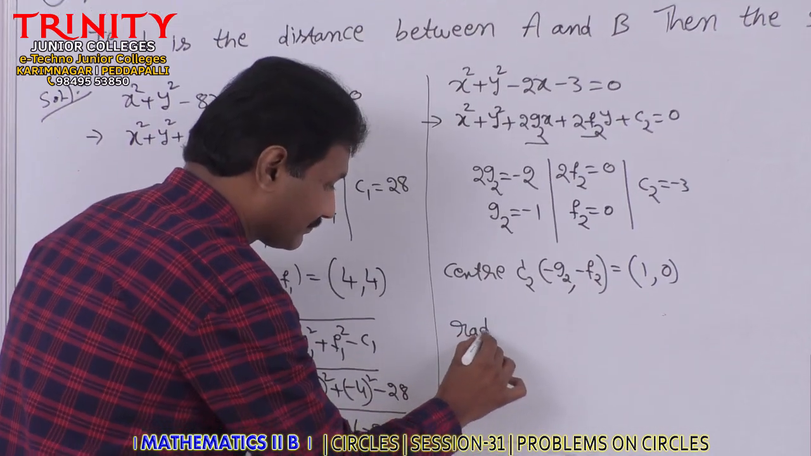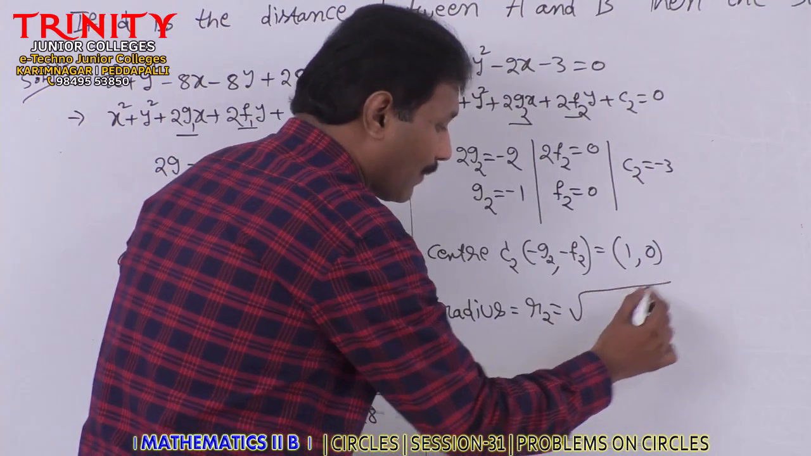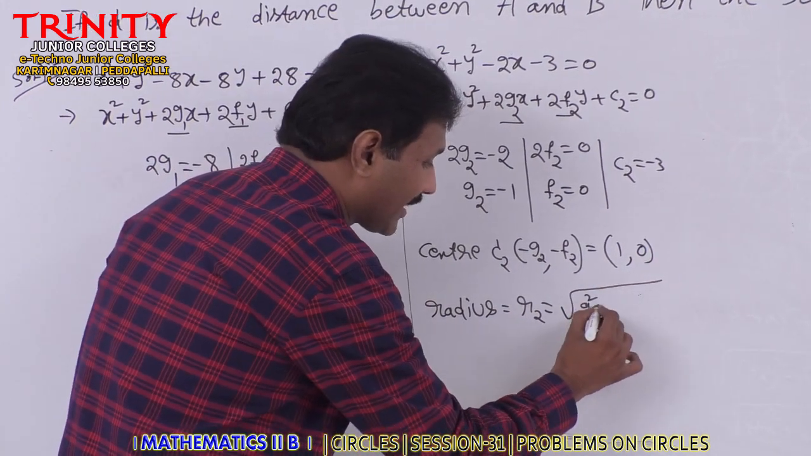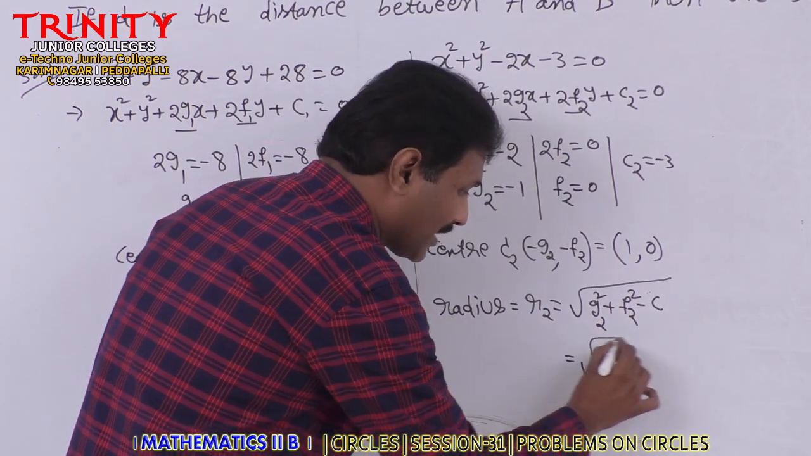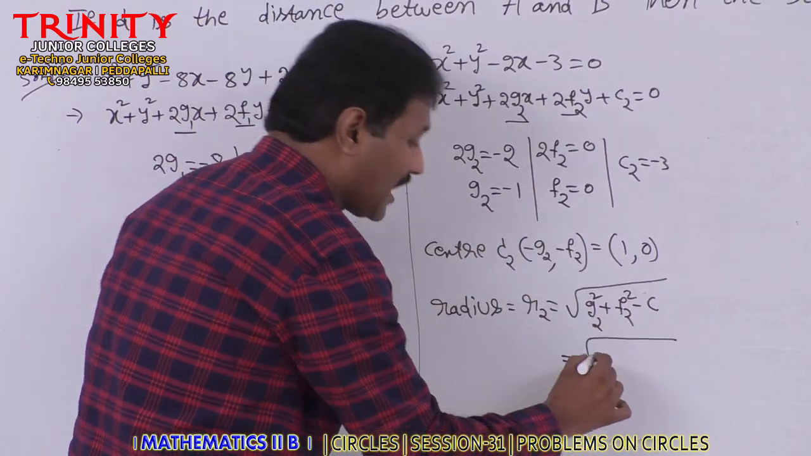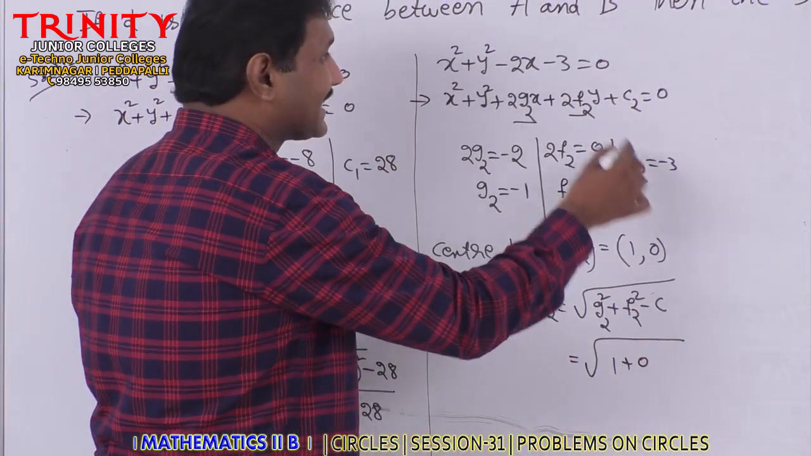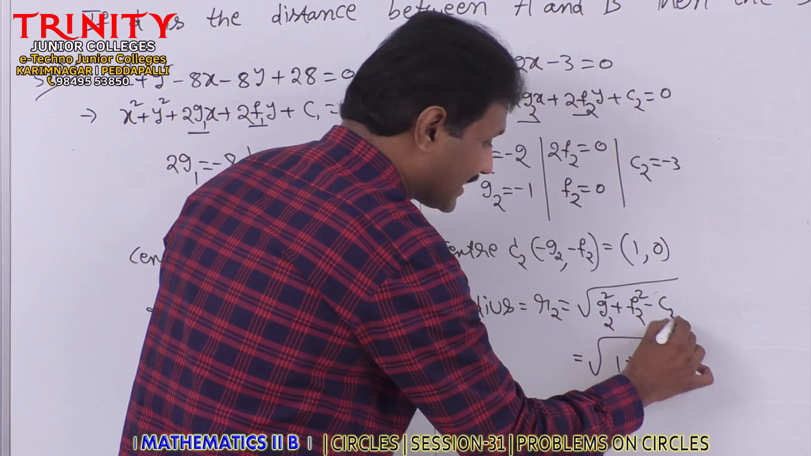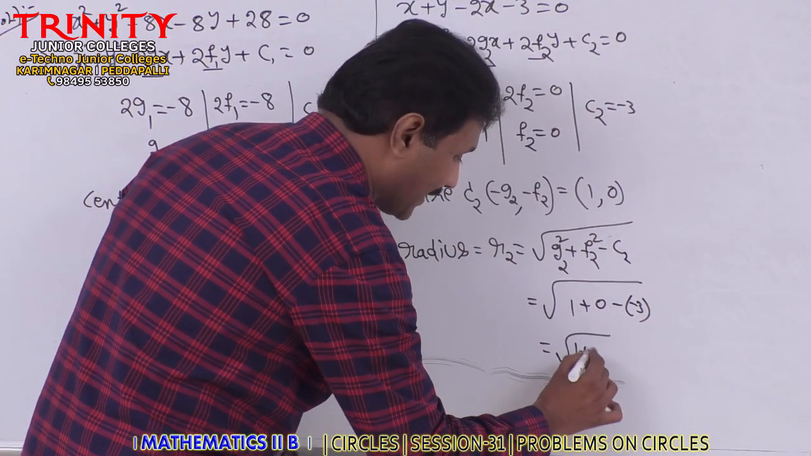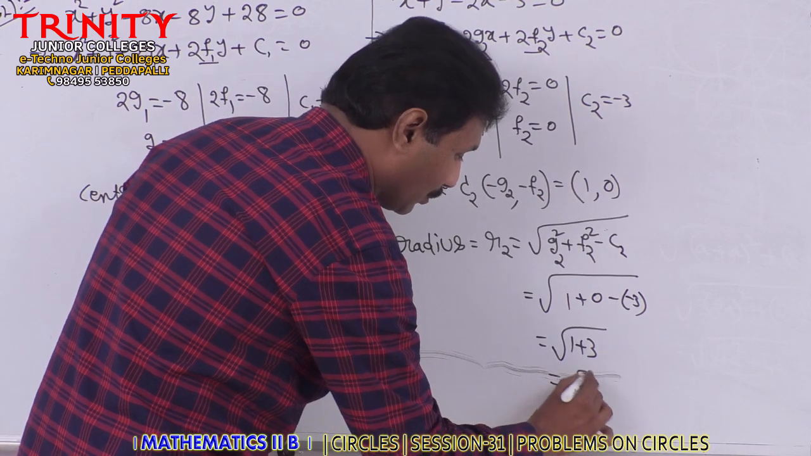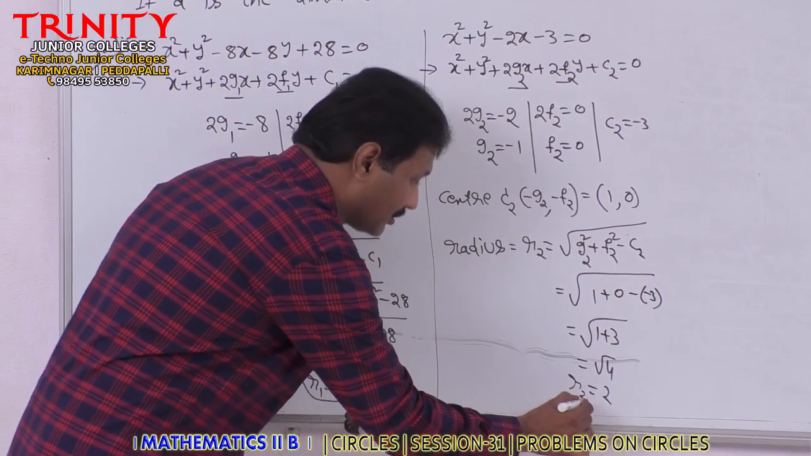Radius r2 = square root of g2² + f2² - c2 = square root of (-1)² + 0 - (-3) = square root of 1 + 3 = root 4 = 2. Radius r2 equals 2.